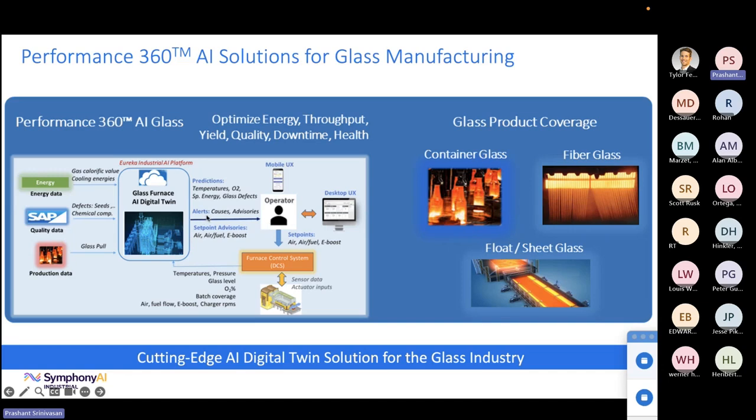And it can also raise alerts for process anomalies. You can receive these alerts through email or SMS, and then the operator can act and follow these set points and then track the KPIs. Now we have done deployments for all these different applications that you see here, and successfully demonstrated the value.